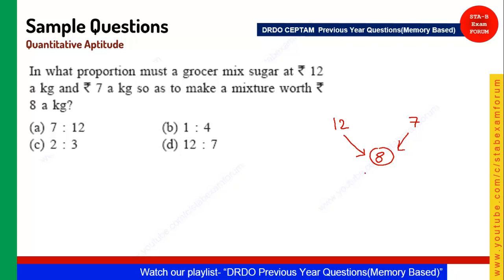As you know, alligation is a very beautiful method. Just extend it. So if you subtract, what will you get? 12 minus 8 is 4 and 8 minus 7 is 1. So your answer is 1:4. They should be mixed in 1:4 to get this 8 rupees per kg sugar. You can see you did it very quickly. It is a very simple and very beautiful concept where you can find the ratio whenever two items are mixed to form a single item.